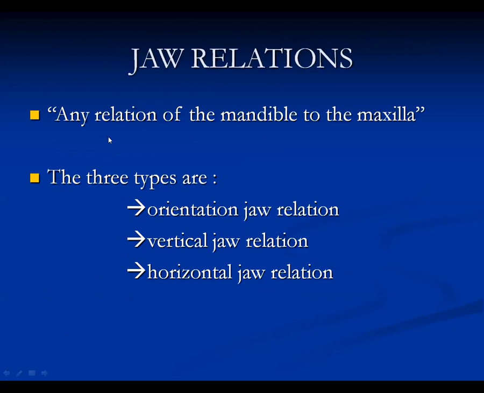So, jaw relation is any relation of the mandible to the maxilla. Three types of jaw relation were given by Boucher: orientation jaw relation, vertical jaw relation, and horizontal jaw relation. So we are going to start now with vertical jaw relation. In vertical jaw relation, again there are vertical at rest and vertical at occlusion.